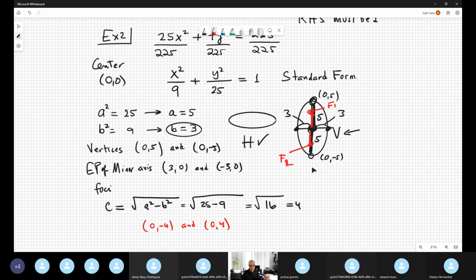So you need to identify what is the clue que gives me the identification. And inside the ellipse, we have two possibilities, horizontal or vertical. And you see who is a and who is b. And a is always the big number, and the big number in this case is associated with the y. Therefore, we are talking about a vertical ellipse.